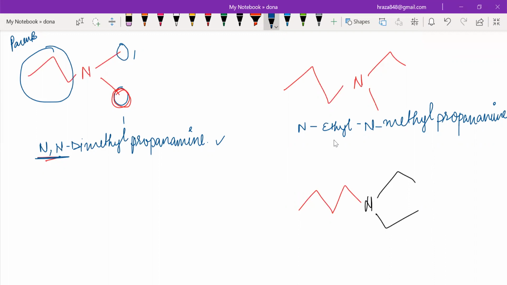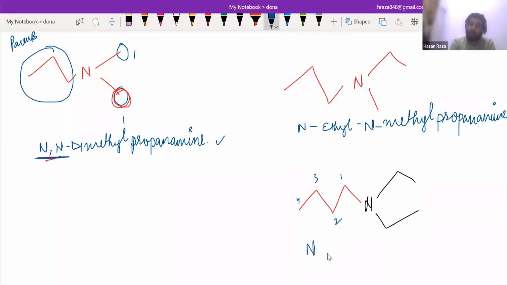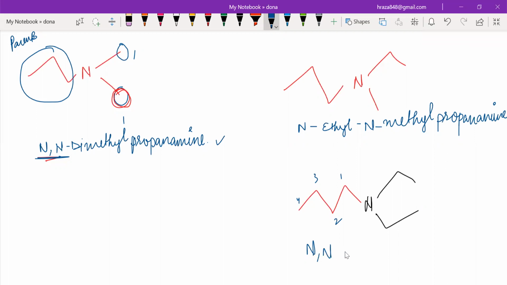Is it N comma N diethyl butamine? Butanamine. Butane told us, amine. My bad, yeah, butanamine. 1, 2, 3, 4. So "buta" not only represents the number of carbons, "an" represents the bond between carbons. Single bond. Yes. Okay.